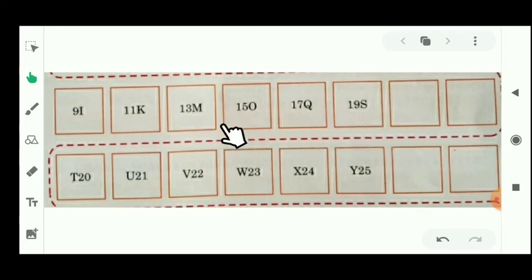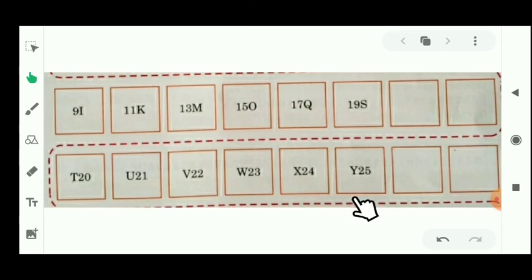Let's read the alphabets. I, then J is missing, K, L is missing, M, N is missing, O, P is missing, Q, R is missing, S, then T will be missing, U, then V will be missing, W will be here. Similarly, in the next pattern, let's see the alphabets.